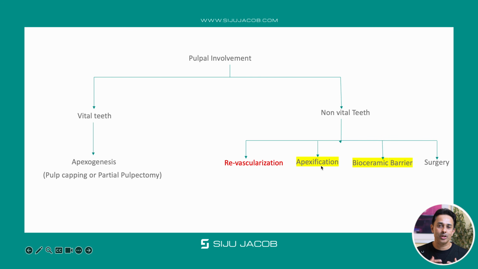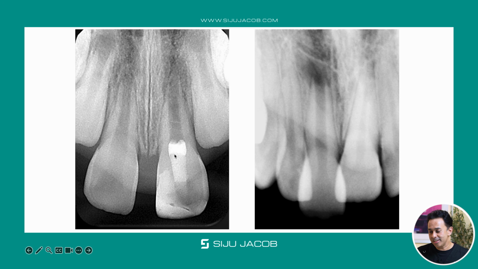But let's say as an alternative to traditional apexification or bioceramic barriers, you can do what we call revascularization. In revascularization, we are doing something that attempts to bring back the vascularity or make a non-vital tooth vital again. So that's the key difference. Okay, so what is the theory behind it? So this is a typical case where you can attempt revascularization.